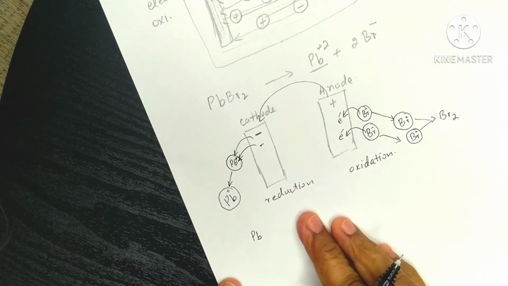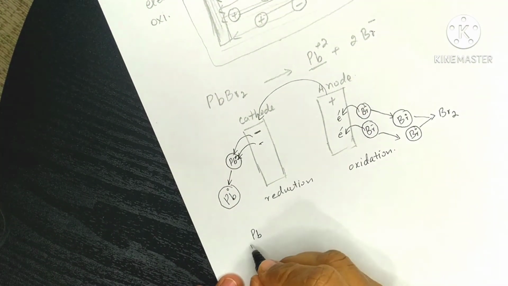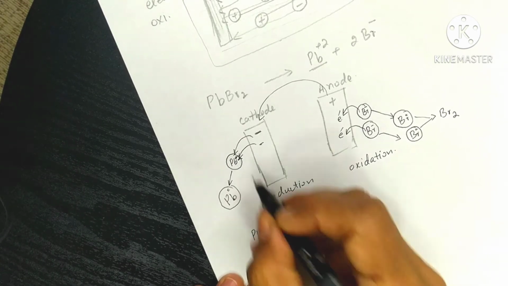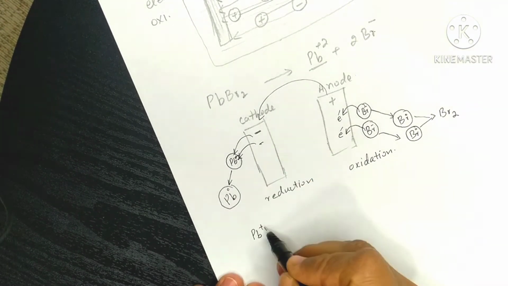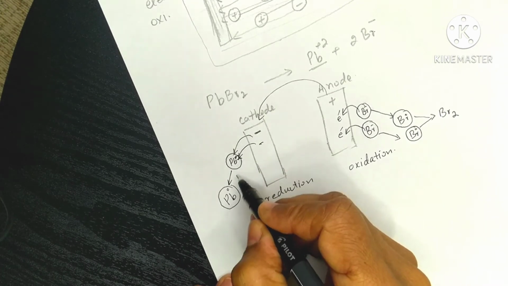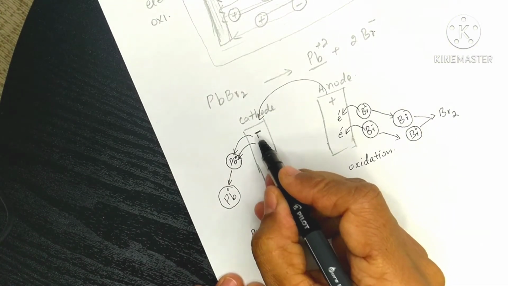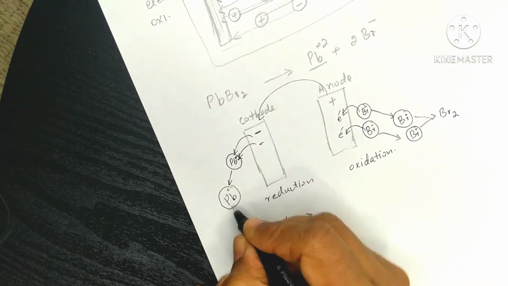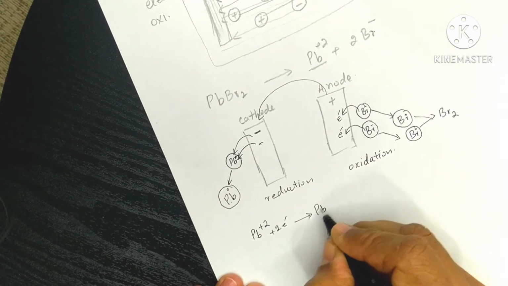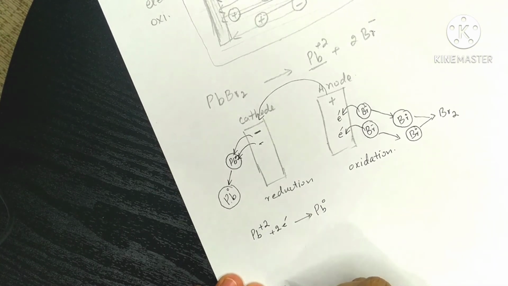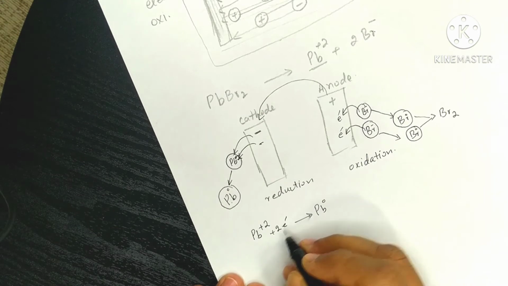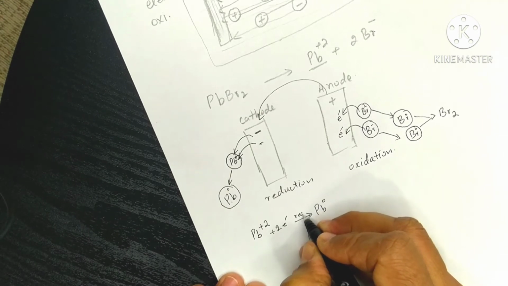For the reduction half, I will write the equation, that is the reduction equation. This lead cation has a positive charge, and it absorbs these 2 electrons. So I will write plus 2 electrons and convert it into neutral lead. In this half equation there is the addition of electrons, so this one is the reduction.